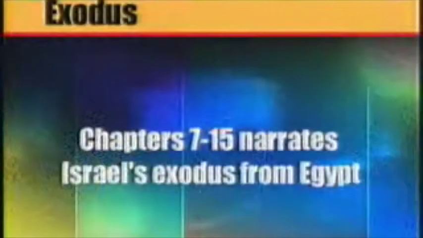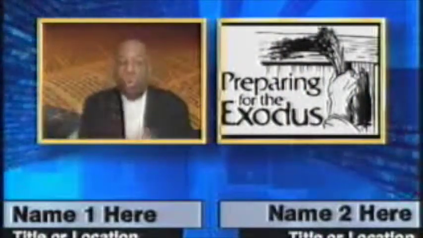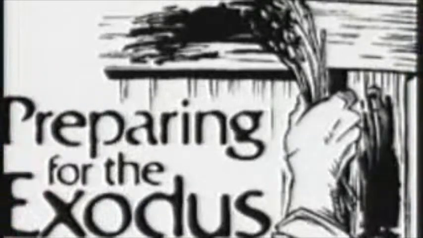Chapters 7 through 15 narrate Israel's exodus from Egypt. When Pharaoh refuses to release Israel, God sends 10 plagues. He turns the Nile into blood, along with several other plagues. For the last plague, the firstborn of every Egyptian household perishes, although the Israelites were to put lamb's blood on the door so that the angel would pass over their door. They are able to escape.